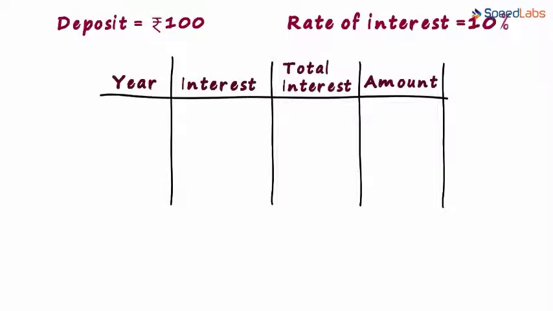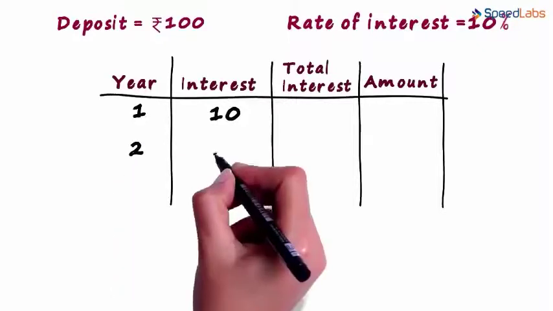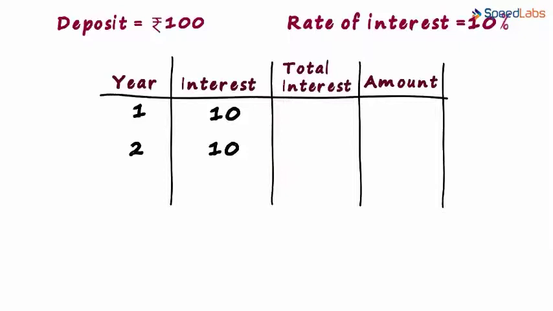Let's see what happens in year 1. Because you get an interest of 10% from the bank, you will get 10 rupees as interest. What happens if you keep the money with the bank for another year? You will get another 10 rupees as interest. And if you keep the 100 rupees for one more year, you again get 10 rupees as interest. That is simple interest. If you keep your money deposited with a bank, you get the same interest every year.